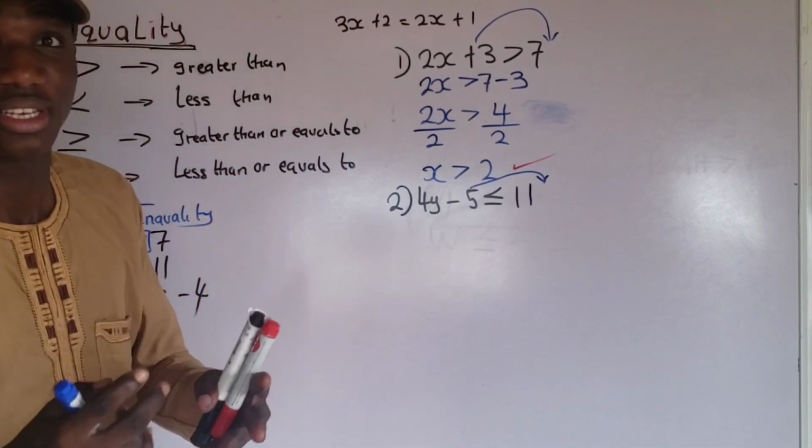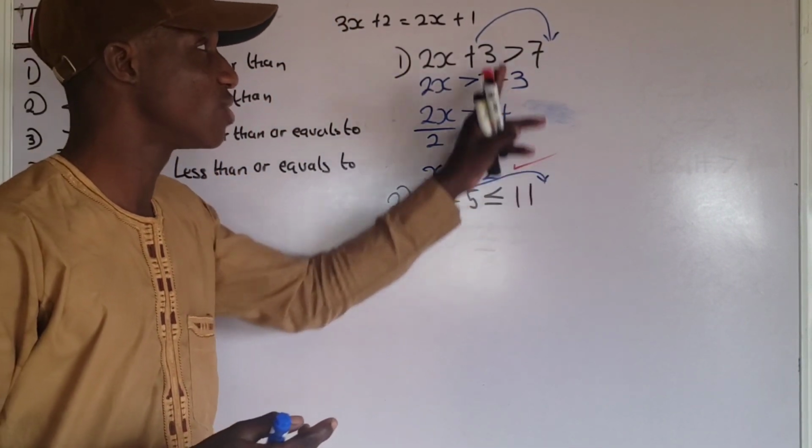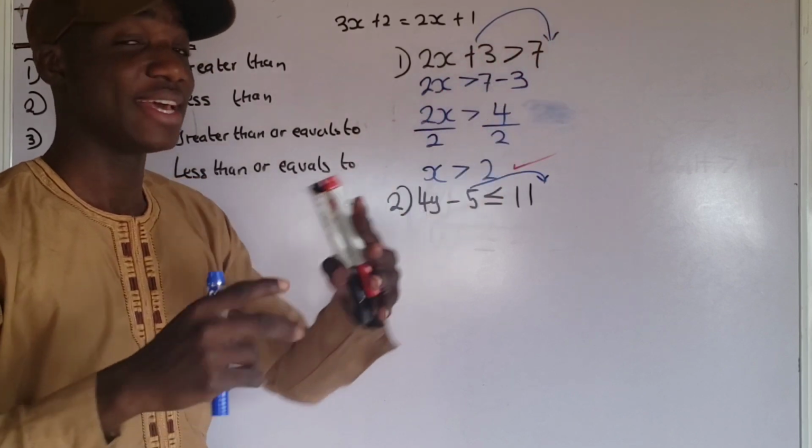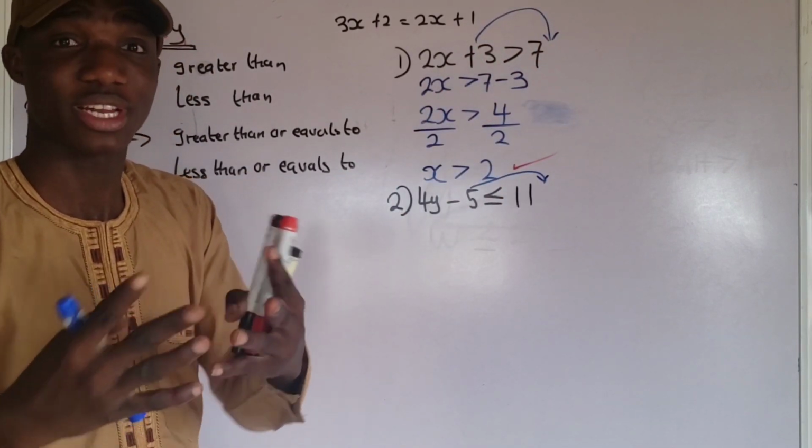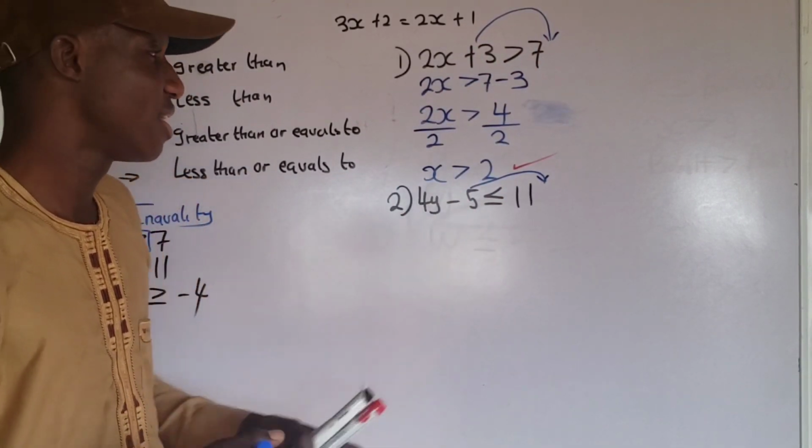Now, when you are solving this in the exam, don't draw this line, okay? Don't draw this arrow that I'm drawing. I just want you to understand. That's why I drew the arrow, okay?